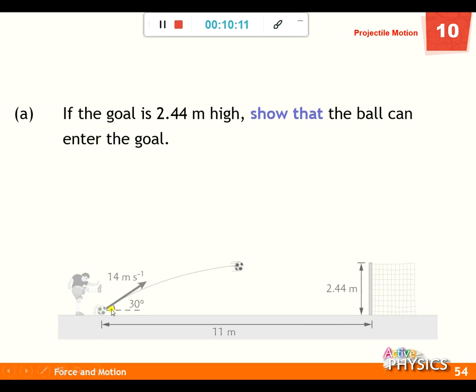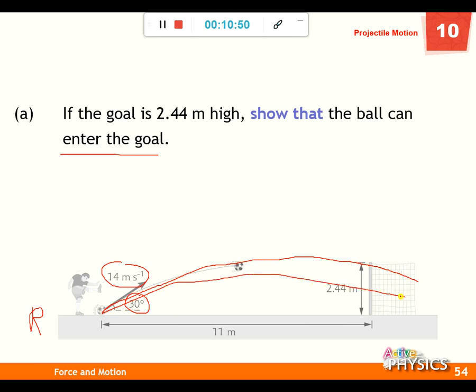Pay attention to it. You know the angle theta, which means you should know the range. Because if you know theta, you should know the range. Then here is a trick. We have 2.44 and we have 11. To enter the goal, it can be like this: the trajectory just touches the maximum height, or just enters the goal.